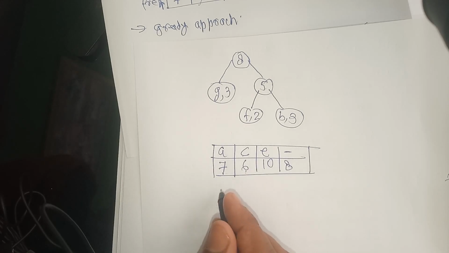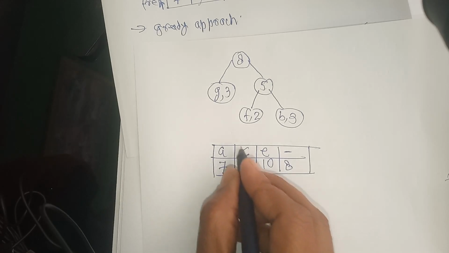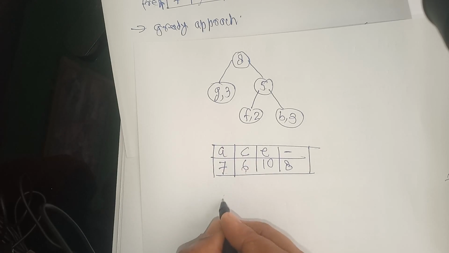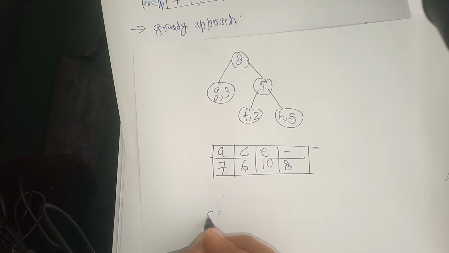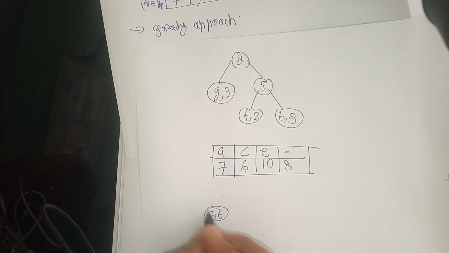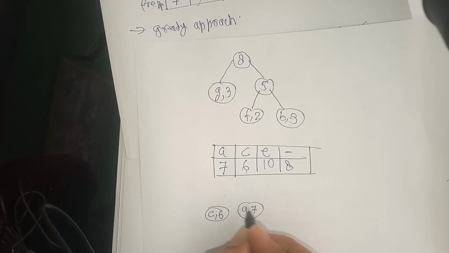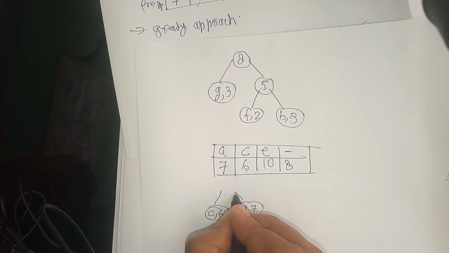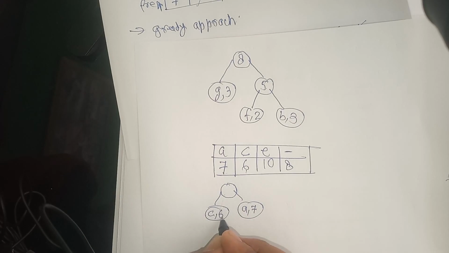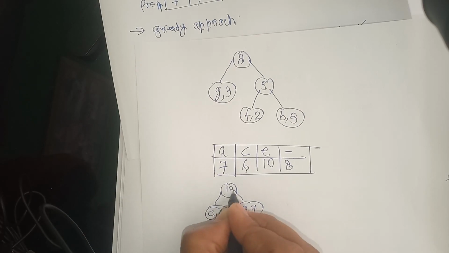So here we will make a separate tree, that is for A and C. C will be on the left hand side, C6, because its frequency is less, and A will be on the right hand side, its frequency is high, and we will add up these frequencies and create a new node. 6 plus 7 is equal to 13.